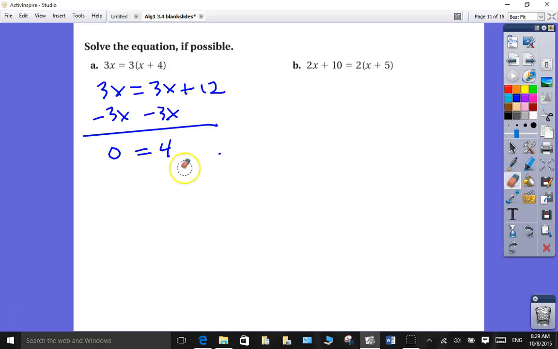Which means that 0 equals 12, which is a statement that does not have a variable in it, which means it doesn't depend on the variable. Is that a true statement or a false statement? If it's false, that means there's no solution. If you solve and you eliminate all the variables and you're left with a false statement, it means there is no solution. There's nothing you could have plugged in at the beginning that would have made this true. So this is false, so you say no solution.